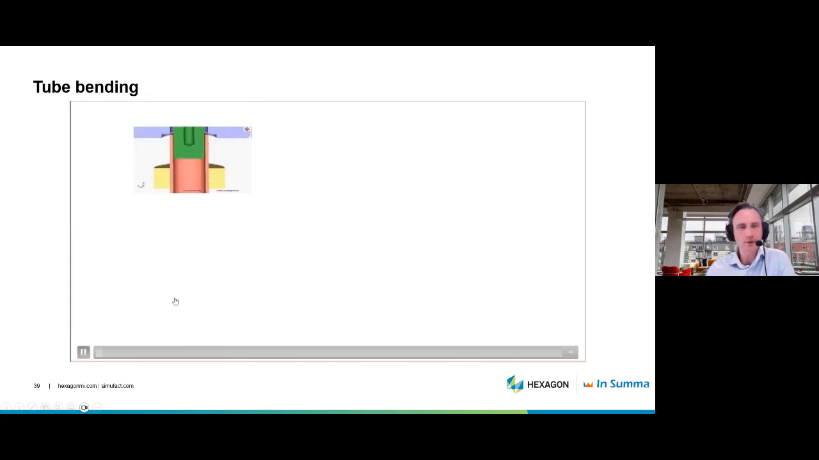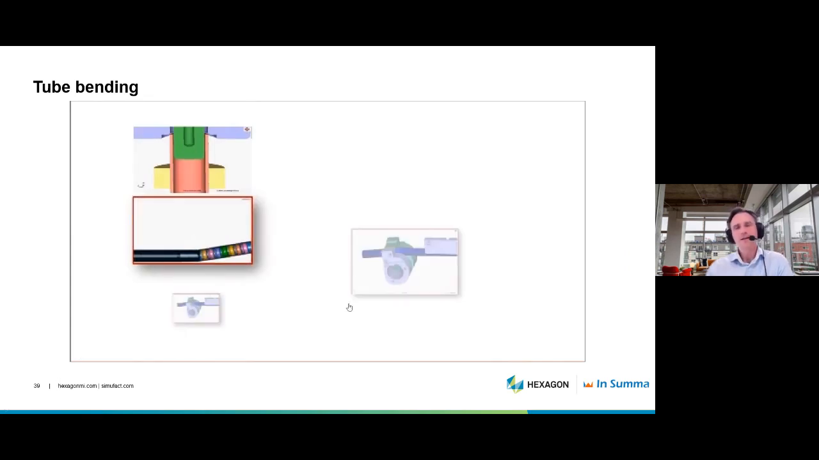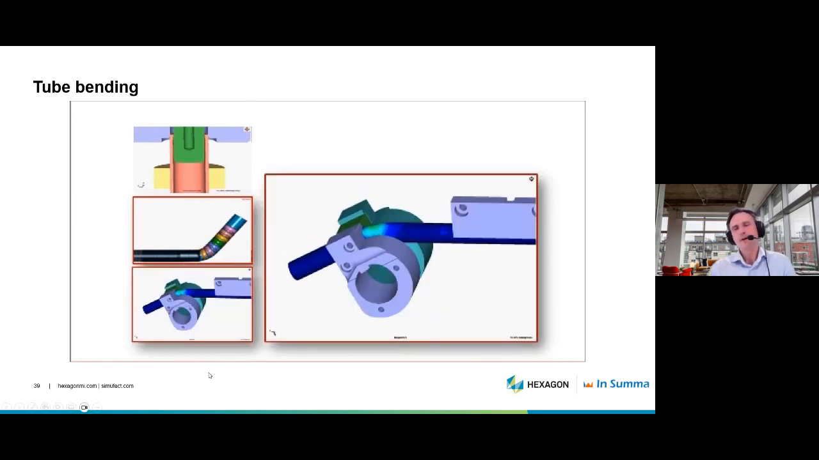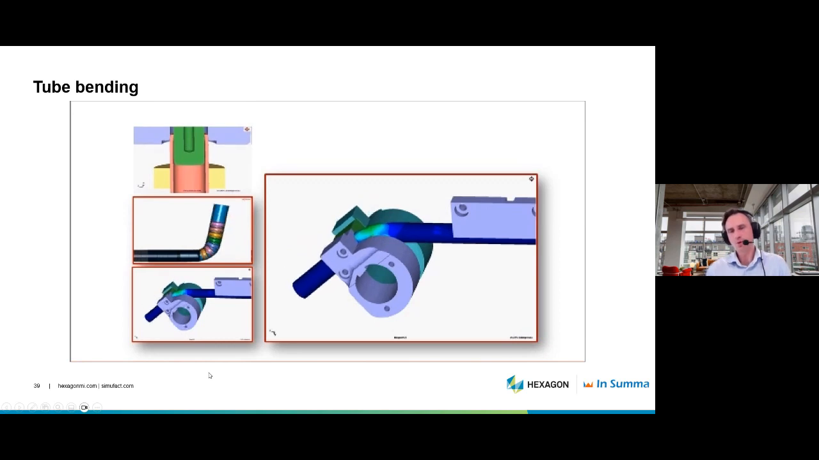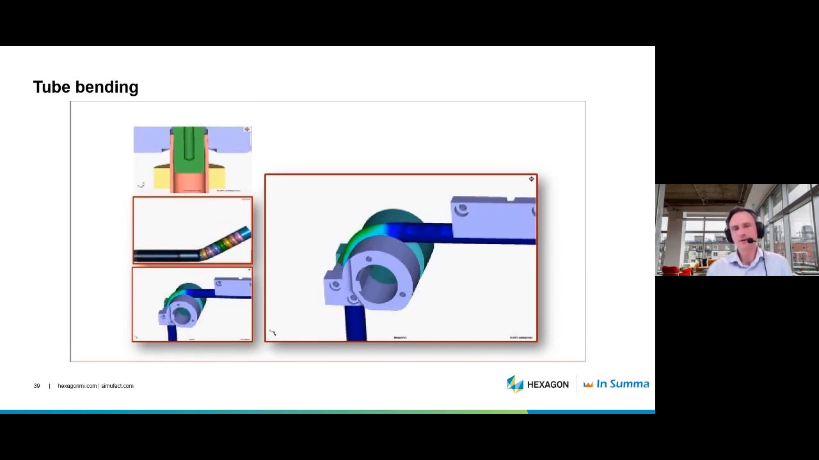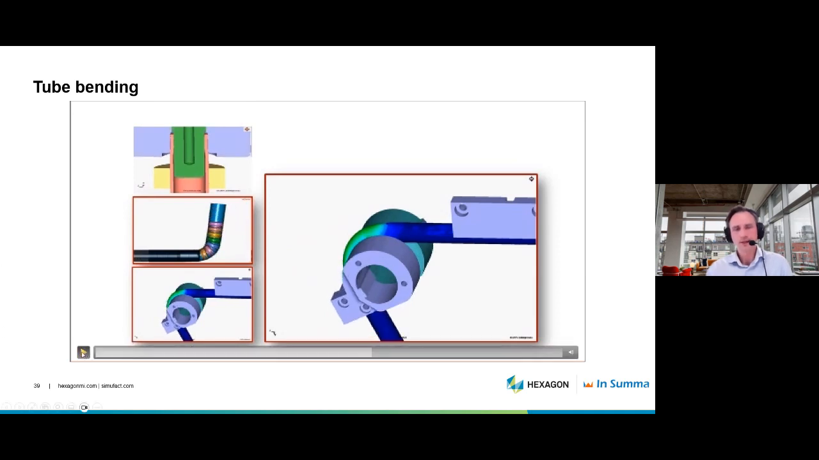And here is another example of tube bending, where starting from a certain geometry of the tools, of these grippers, mandrels, you can form the tube into a certain shape by having quite complex kinematics, and the simulation can give you an estimate of all sorts of wrinkles and collapses you can have during the actual forming process.